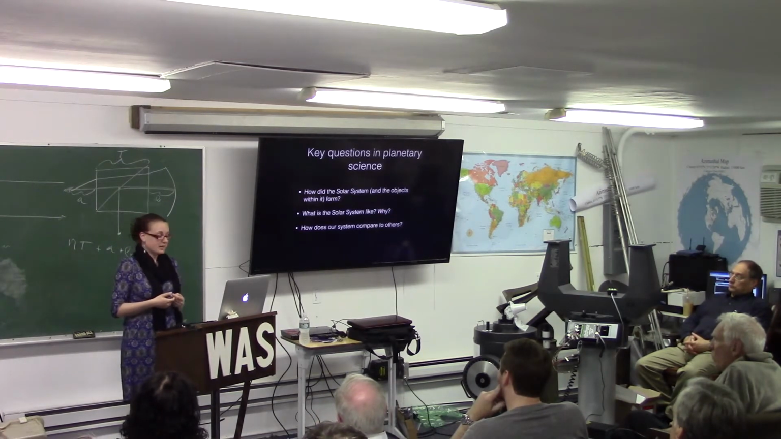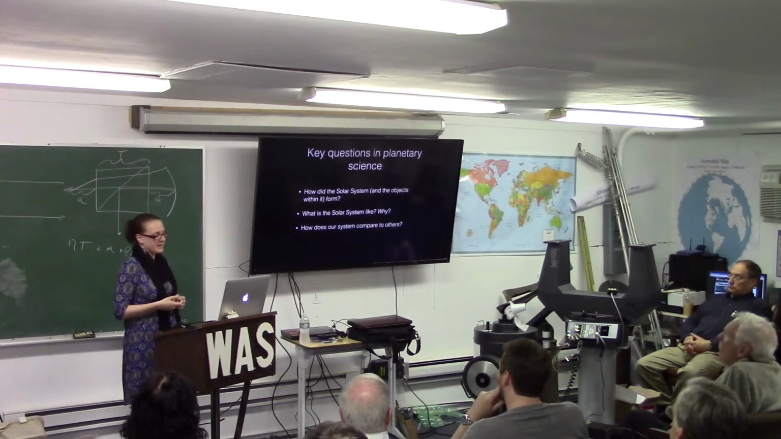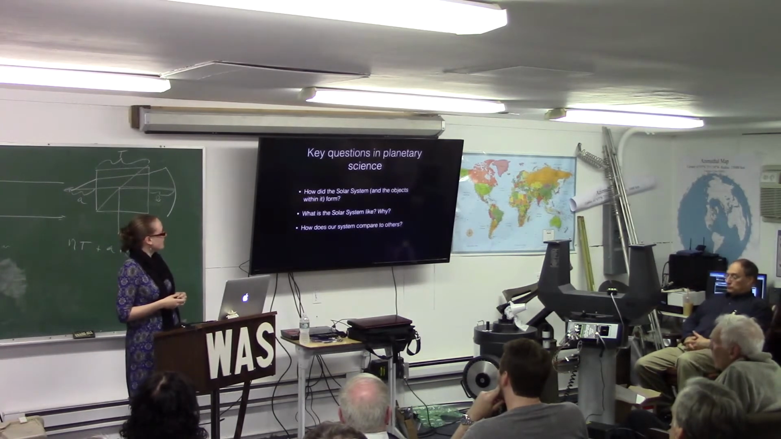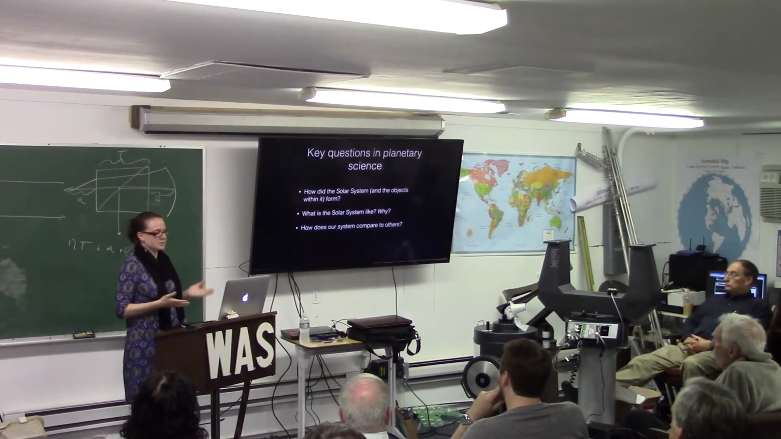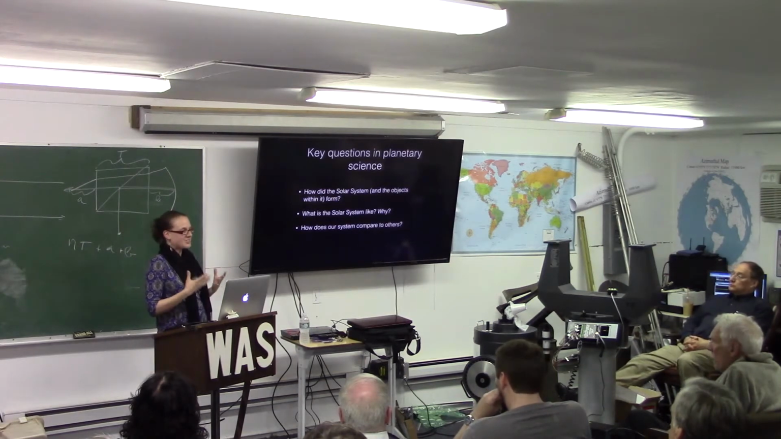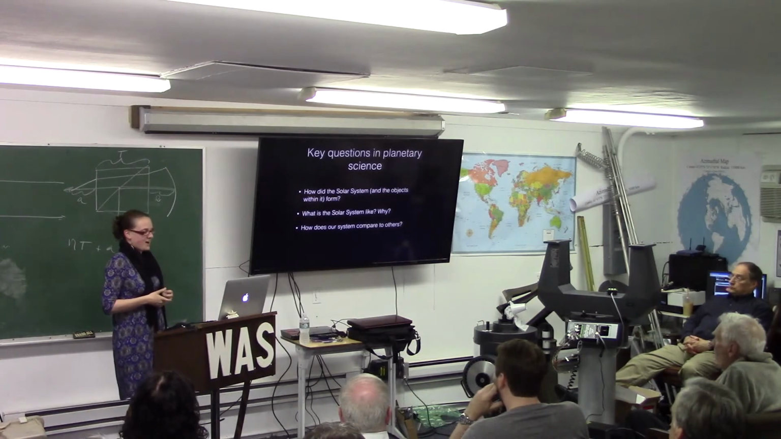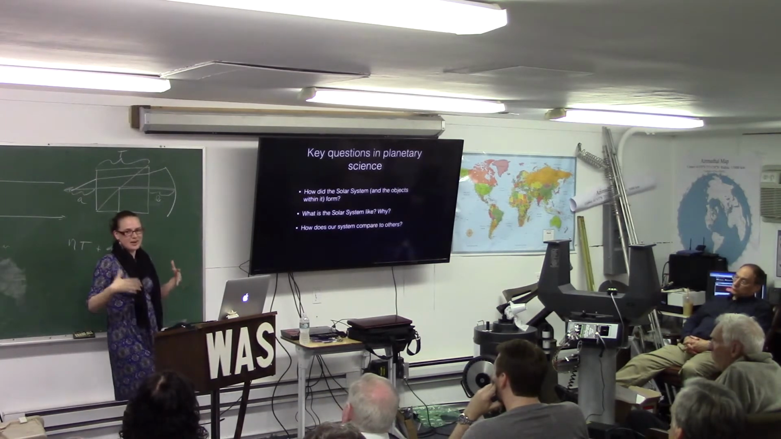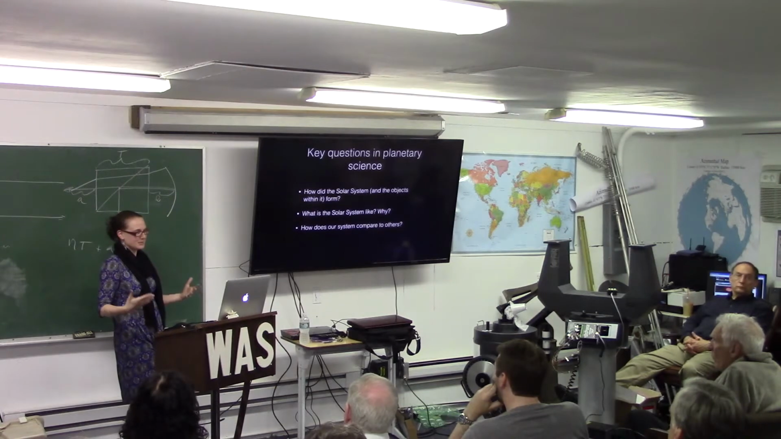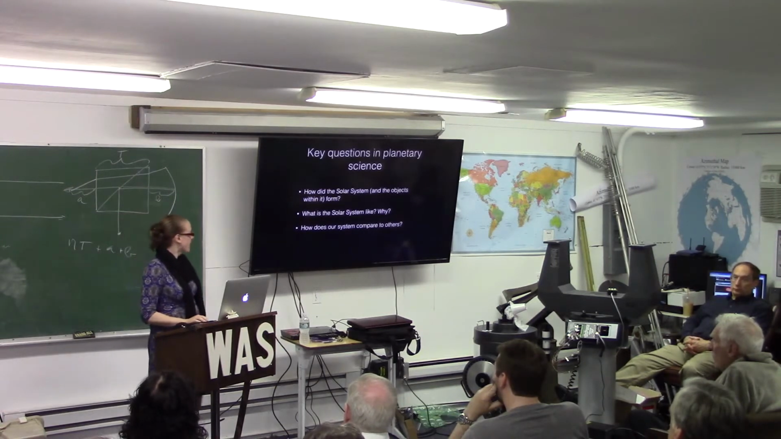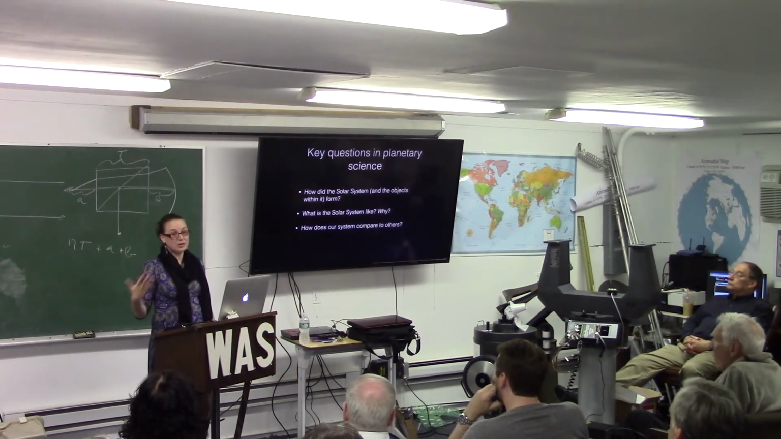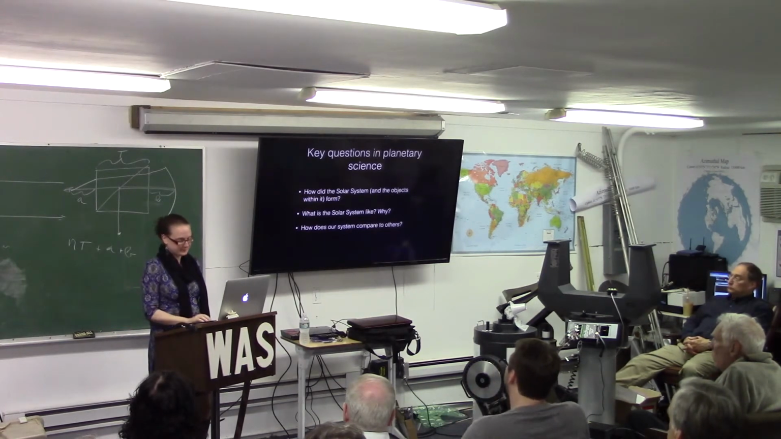We want to know, is our solar system typical of systems of planets, or is it atypical, and why is that? So I'm going to focus today on this first question, how did the solar system form? But you can imagine that it's deeply intertwined with these other two questions. You can't understand our solar system in context if you don't understand our solar system and how it formed. And we can't really look at how the solar system formed, so we really only understand that through understanding what it's like today.